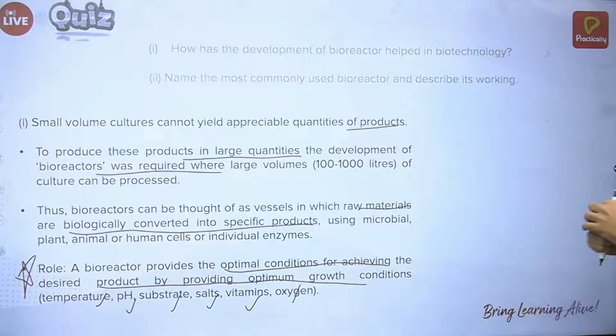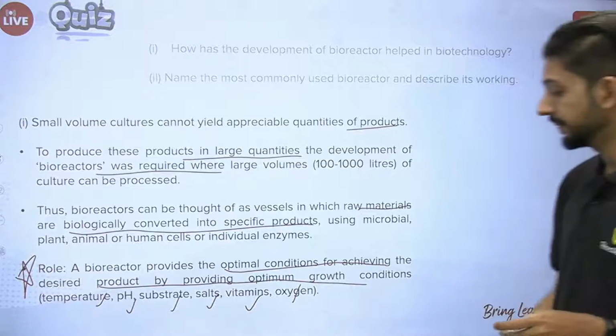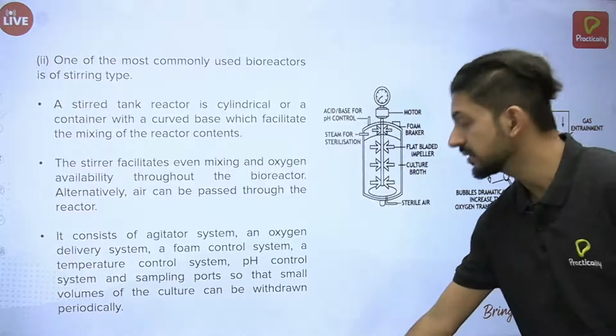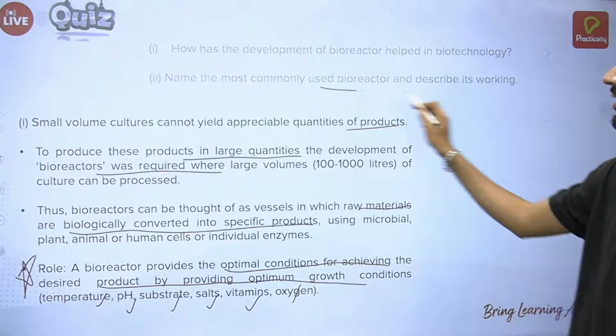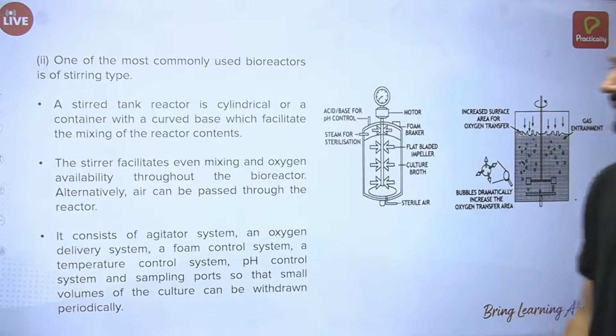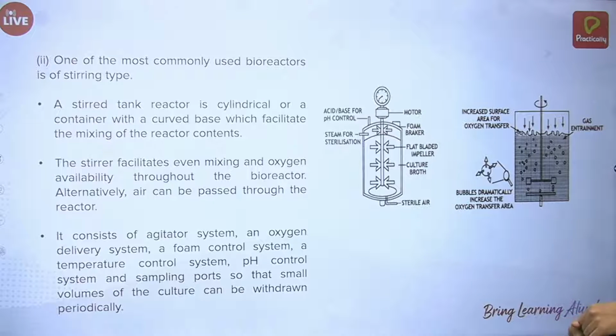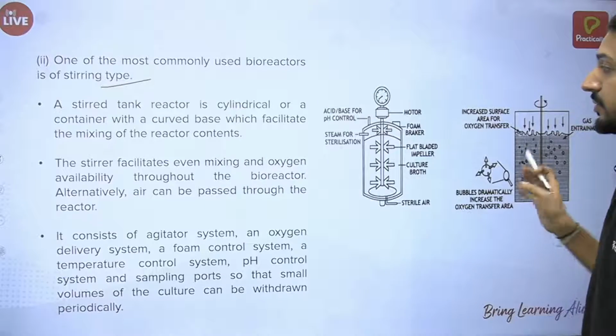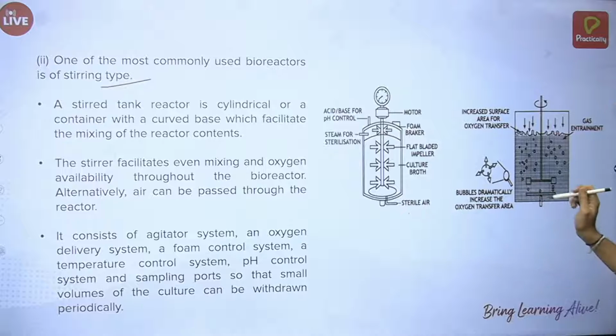Now moving ahead to the second part of the answer. The second question was, name the most commonly used bioreactor and describe its working. The most commonly used bioreactor is of stirred type. Actually there are two types of bioreactor: one is the stirred type, and the other is the air sparged bioreactor.